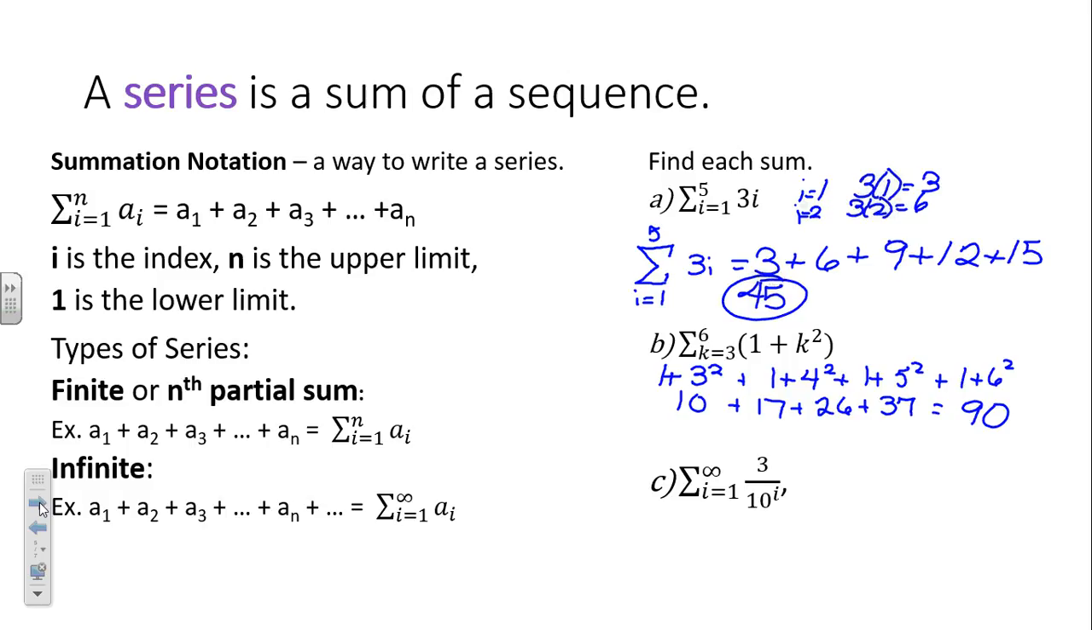So I is going from 1 to infinity, and we're told to take 3 divided by 10 to the I power. So for our first term, we're taking 3 divided by 10 to the first. 3 divided by 10 is what? 0.3, 3/10, right? Okay, so that's 0.3. When I is 2, 3 divided by 10 to the second. 3 over 100. What's 3 over 100? 0.03. And then plus 0.003.